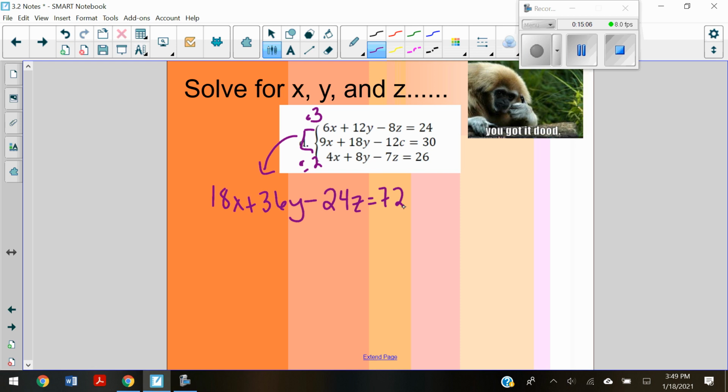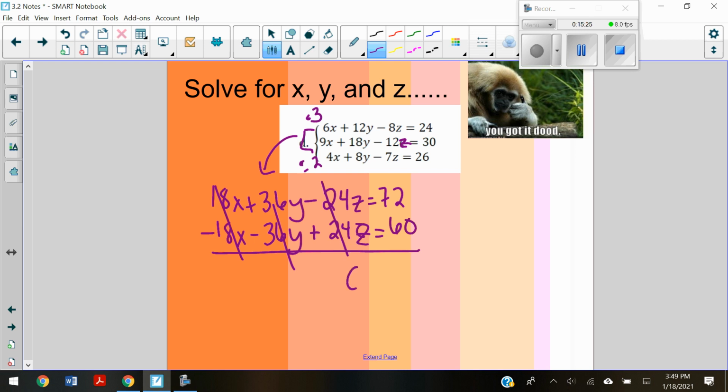Okay, middle one times negative 2. Negative 18x minus 36y, oh my, plus a 24z, oh, that should say z, equals 60. Well, I see the variables are all eliminating, so that's awesome. But on the other side, oops, that should be a negative 60. I get 12. That's not a true statement.